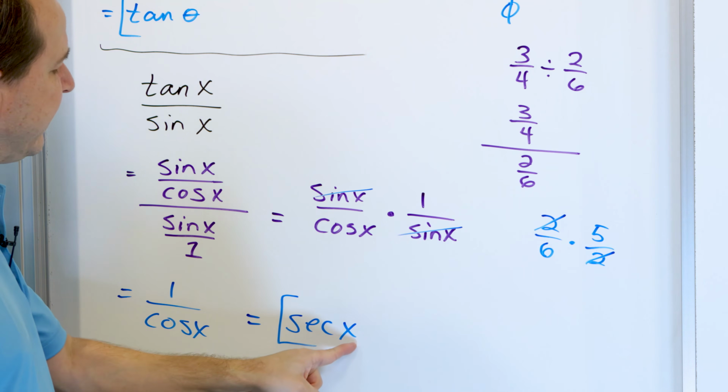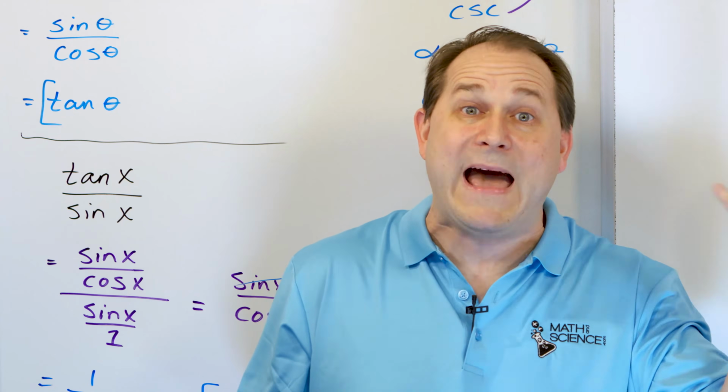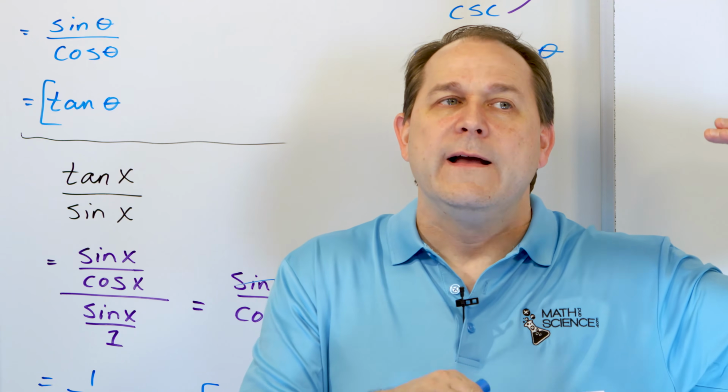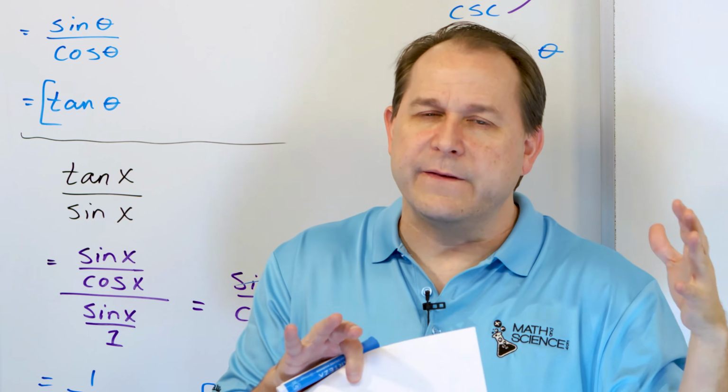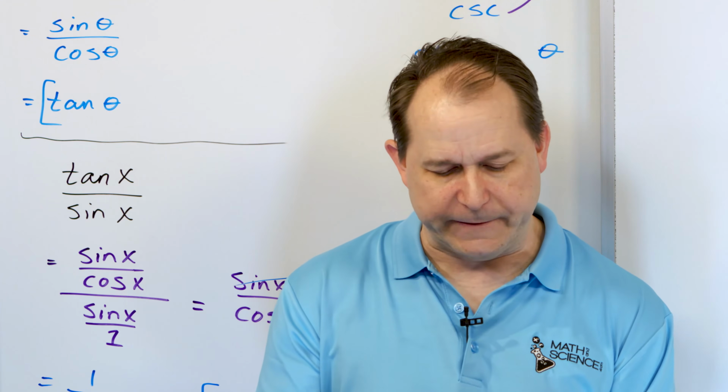If I put 10 degrees into the secant and calculate it, that final result will match what I calculated before. Even though the expressions look different, they give the same result. That's why we have equal signs everywhere.